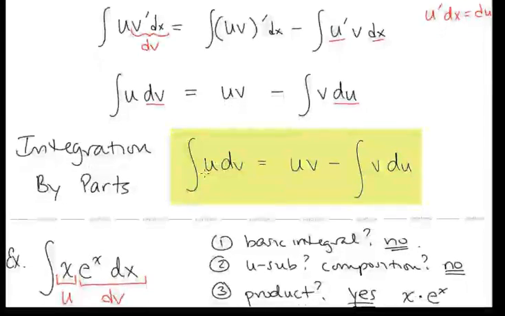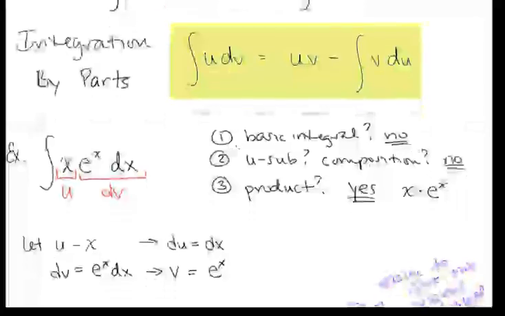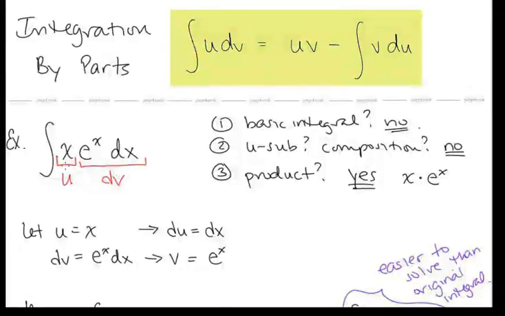The thing to look out for here is a product of functions, and you're going to recognize one function as u and one as dv and go from there. So for example, we see this product x times e to the x in our integral. But again, the first thing we look out for is, is it a basic integral? No, it's not, because we have a product of two functions there, right? Is it a composition of functions? If so, we would use u-substitution. But we look at it and say, no, there are no compositions here, just a product. And because it's a product, we're going to use integration by parts.